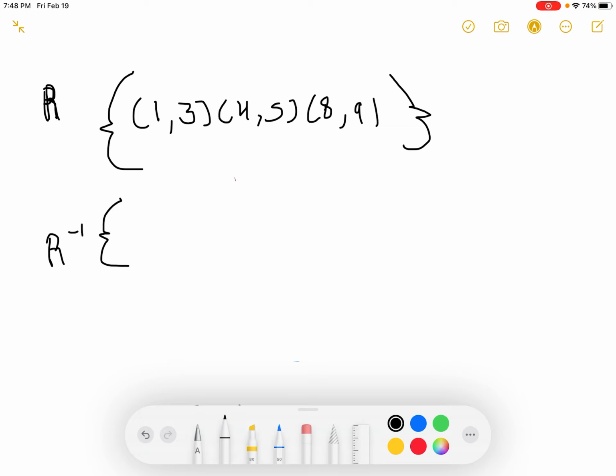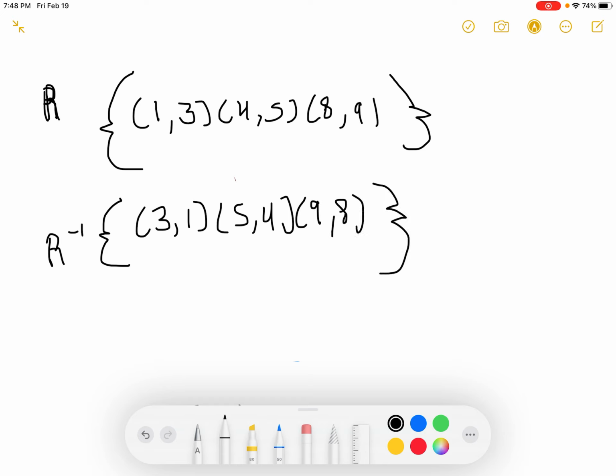You just flip around each of the things. So you have 3, 1, 5, 4, 9, 8. So if you see, we have the x values here, and then the y values here. But now, they switched around. That's what an inverse does.